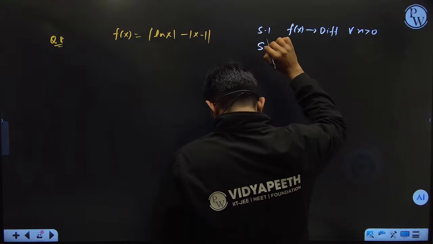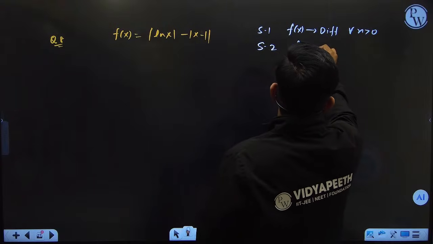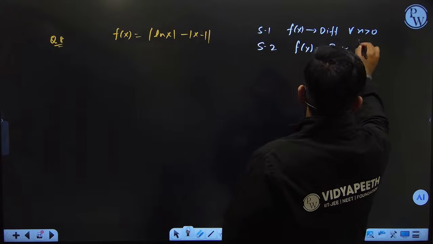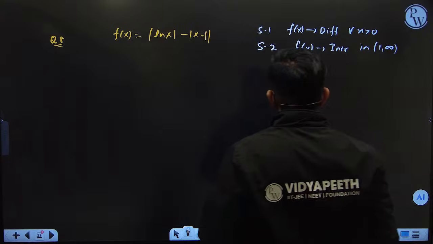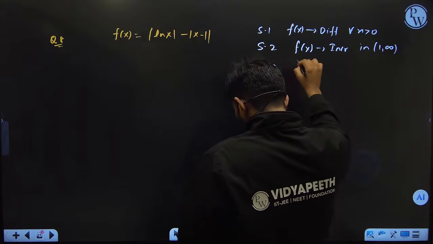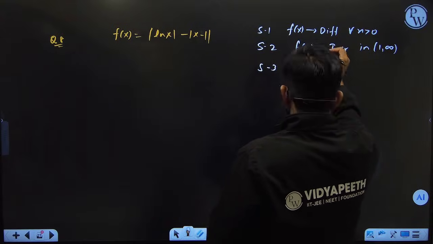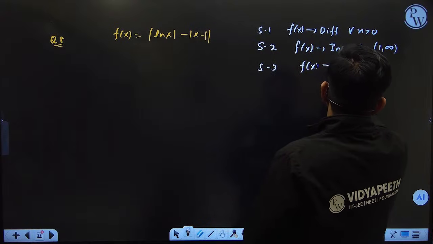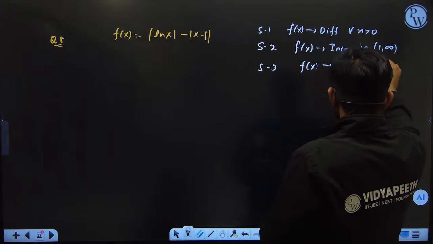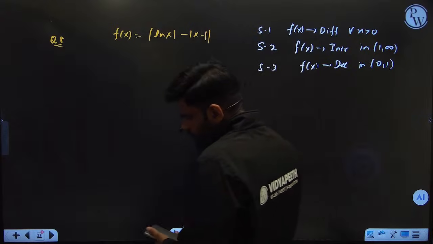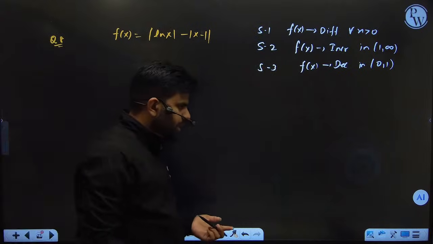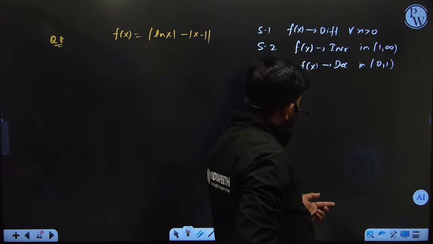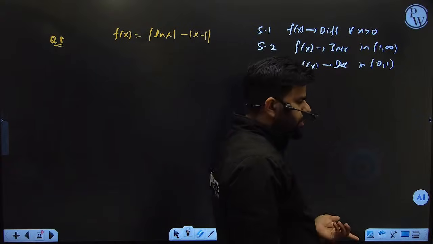Statement 2 is f of x is increasing in 1 to infinity. And the third statement is f of x is decreasing in 0 to 1. Fine. Now if you see the options, again you can go for option elimination. So I think checking increasing and decreasing will be easier.